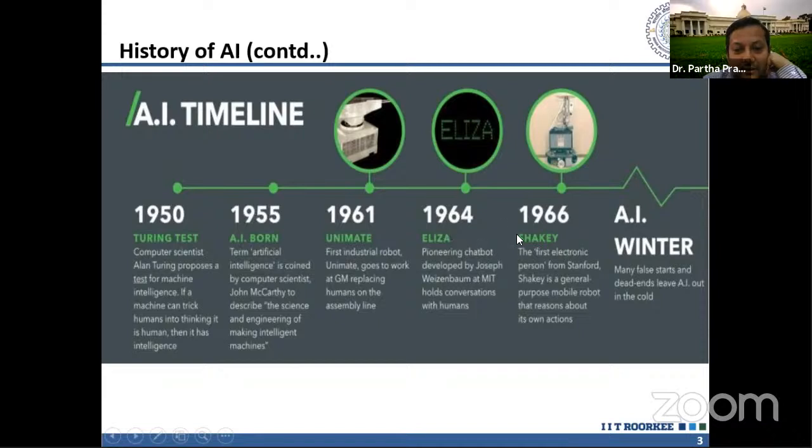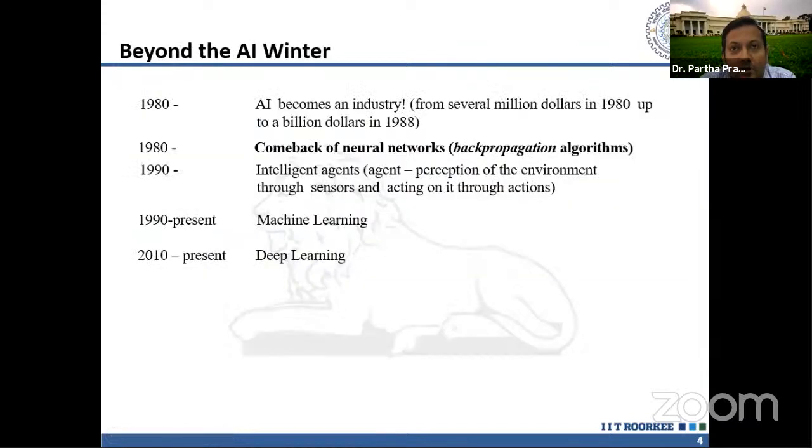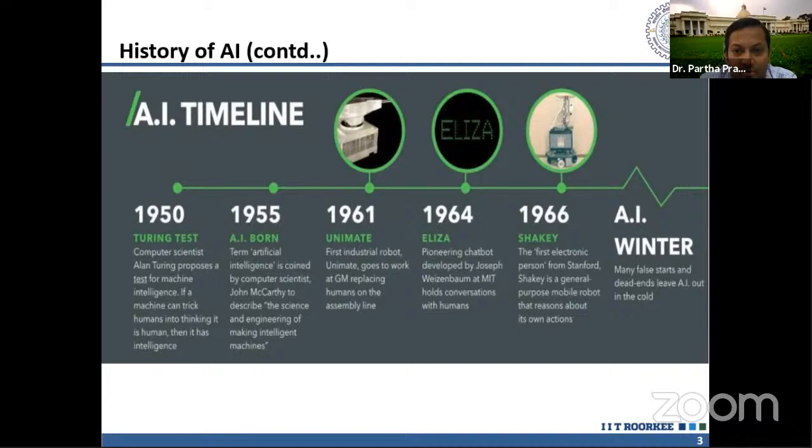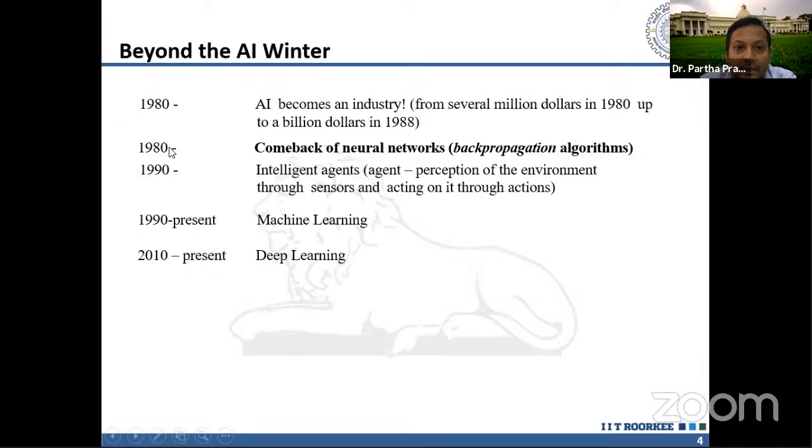So like this, some robots were coming into the industry, and after that several projects came, but these were not so successful. We call this era after 1966 the AI winter. It was not so successful because at that time people were not able to develop the backpropagation algorithm for neural networks. The neural network was there, the perceptron algorithm was there, but the backpropagation algorithm came in the 1980s.